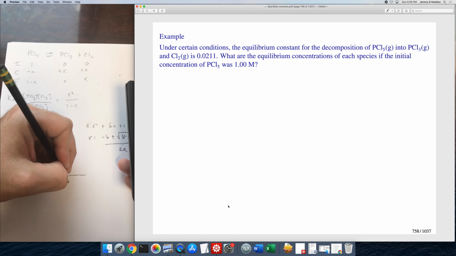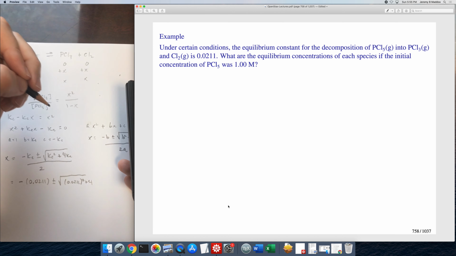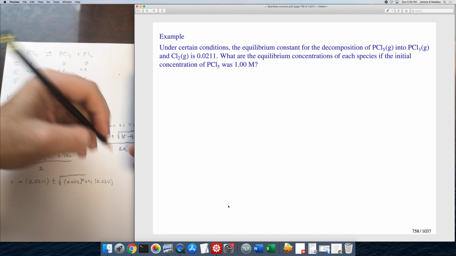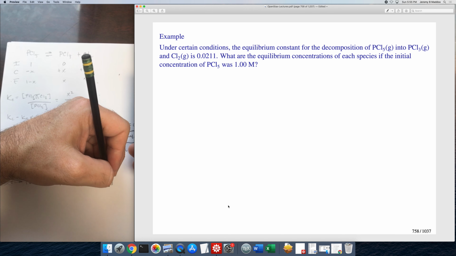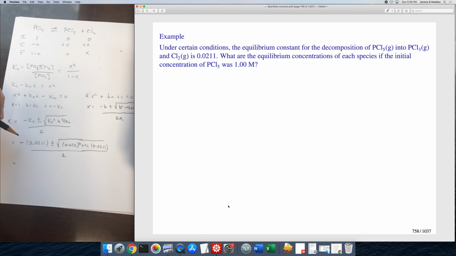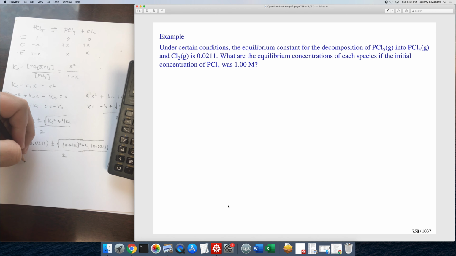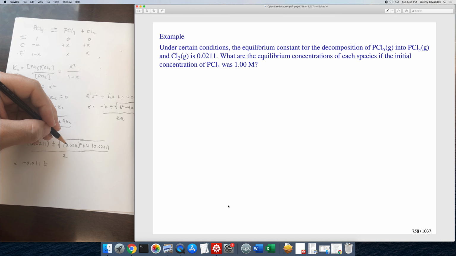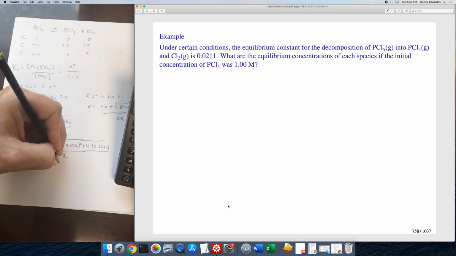So this is the part that's very tedious. All of that divided by 2. Let's do it this way. So I'm going to have a minus 0.011 plus or minus the square root of 0.0211 squared, plus 4 times 0.0211. Take the square root, divide by 2, get 0.146.